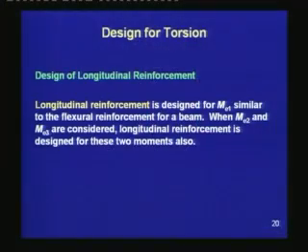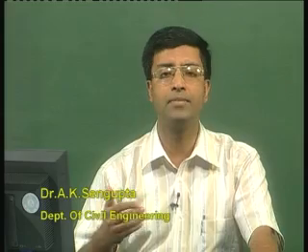The longitudinal reinforcement is designed for ME1 similar to the flexural reinforcement for a beam. When ME2 and ME3 are considered, longitudinal reinforcement is designed for these two moments also. Thus, the procedure is that when a beam is subjected to simultaneous flexure and torsion, we are designing for an equivalent ultimate moment ME1, which is larger than Mu, to consider the effect of torsion, where we may also design for ME2 and ME3 if the moment due to torsion MT is numerically larger than Mu.